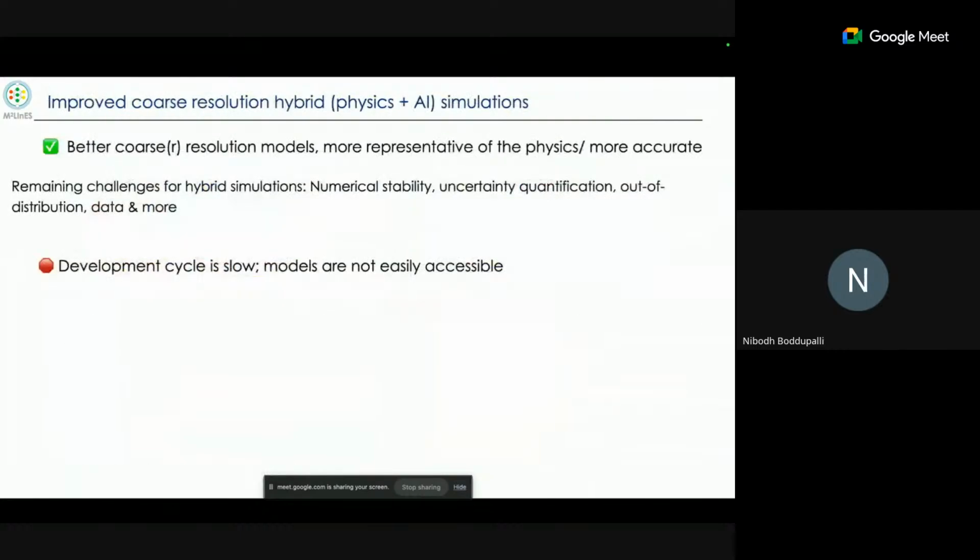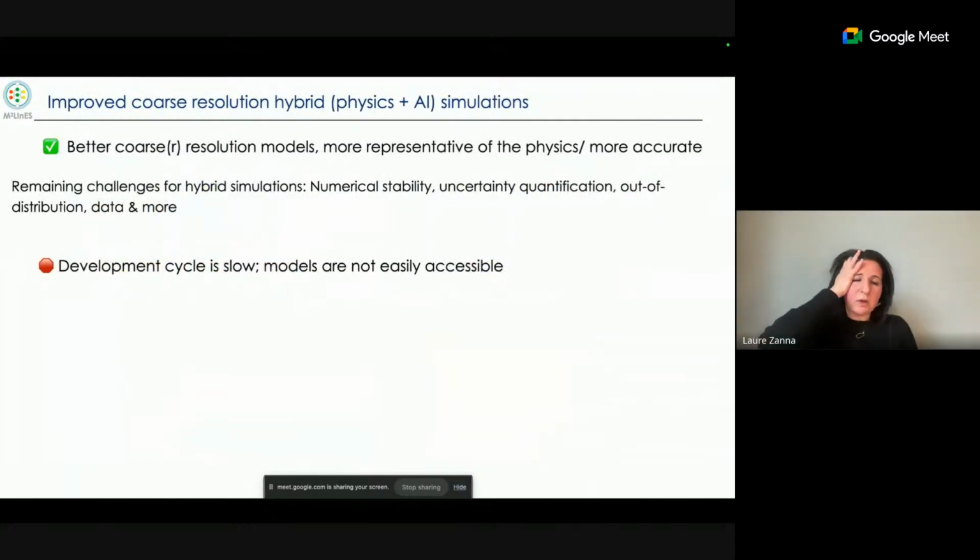Okay, so here, again, I give you a flavor of the way we do it. We do it for multiple types of subgrid physics. And what we're trying to build are climate models that are coarser resolution, but are better. They're more representative of the physics because rather than making an assumption about what the physics looks like, I just learn it directly from data.